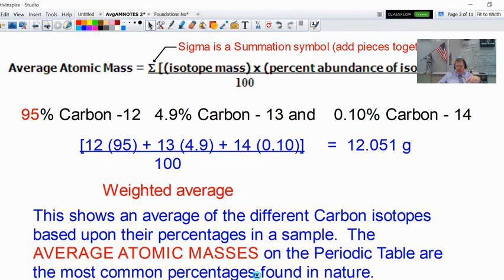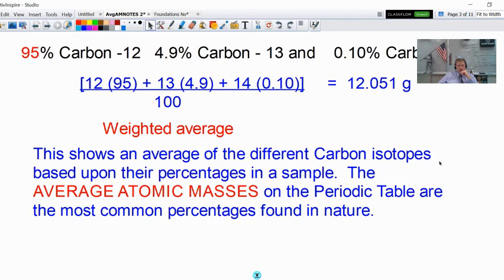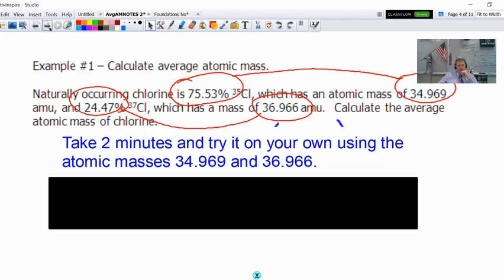Now, at the bottom of page 47 is the only example we're doing on this, and that is on chlorine. They say 75% of your chlorine has this as its mass, and 24% of the chlorine has this as its mass, and calculate the average. So go ahead and think about what we just did in the previous problem, where we have the mass and percentage, we added them up, and we divided by 100. Well, that's what we need to do here. We need to add them together, divide by 100, and let's see what you come up with.